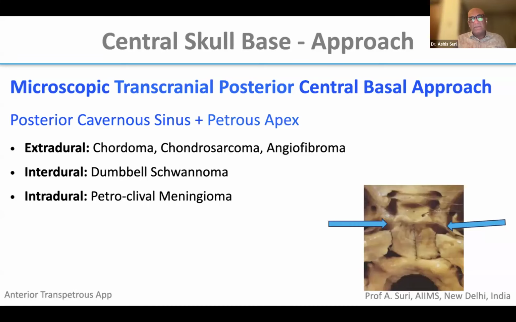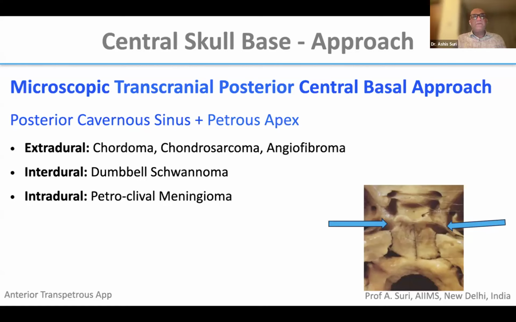This is a topic very close to my heart, the central skull base. I always divide the central skull base into the one which is anterior, the one which is posterior, that is microscopic transcranial, and one which is below that is endonasal. So here we'll be talking about the one which is centered around the posterior cavernous sinus and the petrous apex.